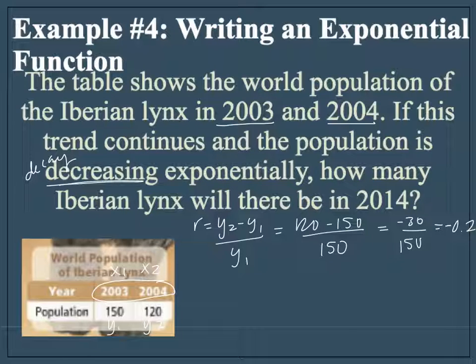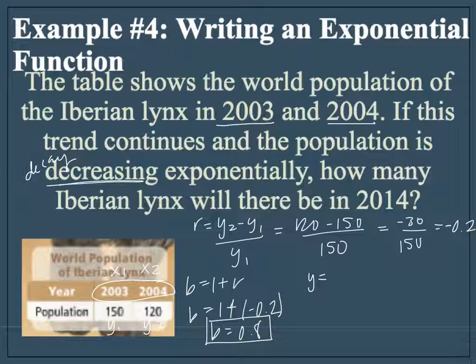So to find b, remember b equals 1 plus r. And if r is negative 0.2, then we know that b is 0.8. Now that helps us with our overall formula. Now remember, the formula is supposed to be y equals a times b to the x power. B now is 0.8. Y is actually going to be our initial y, our y1, so that's 150. So this is really 150 equals a times 0.8 to the x power.